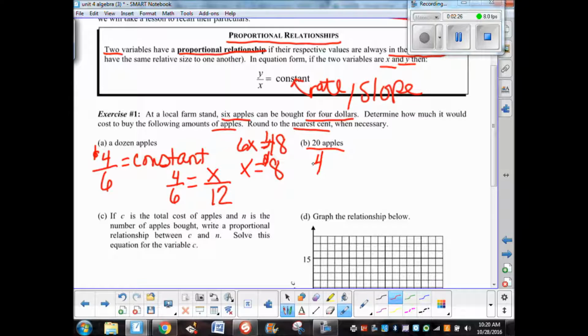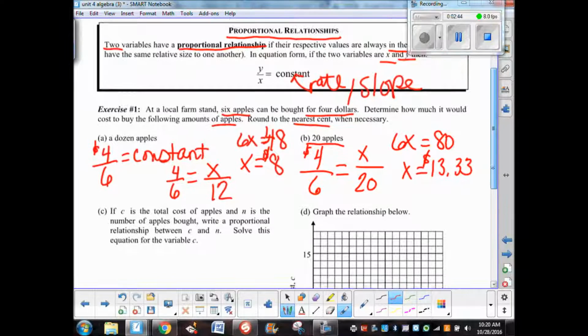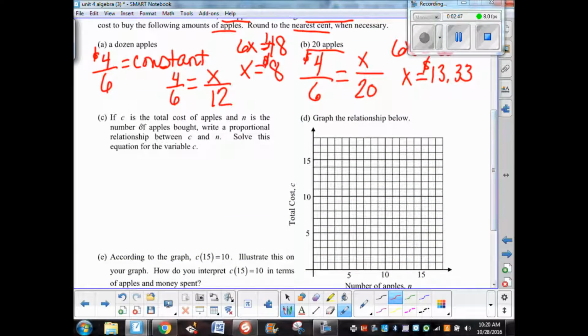We have our constant here, that rate, $4 for 6 apples. So I can figure out how much 20 apples cost. And when I cross multiply, 6x equals 80. And doing that division to the nearest cent, $13.33 for 20 apples. So now they're asking us, if C is the total cost of apples and N is the number of apples, write a proportional relationship between C and N. We were just using x's up there.